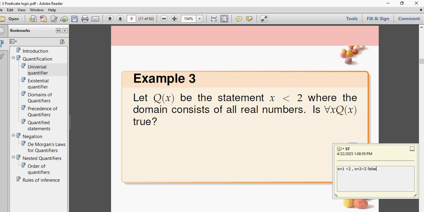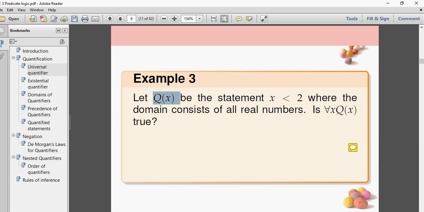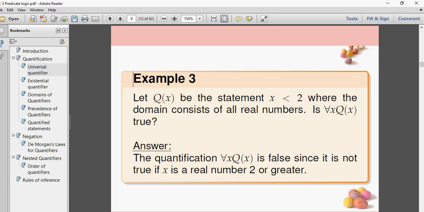So the function here is false, because I have at least one element, or one number, that is not smaller than 2. So I cannot say that for all real numbers Q(x) is correct. It's false, because at least I find one number that is not correct.